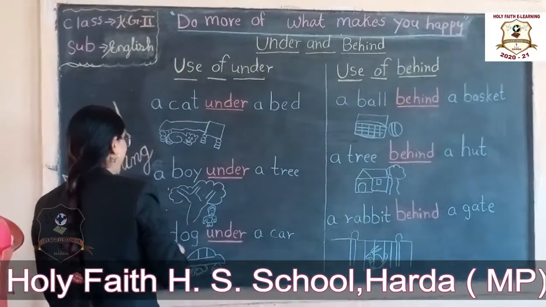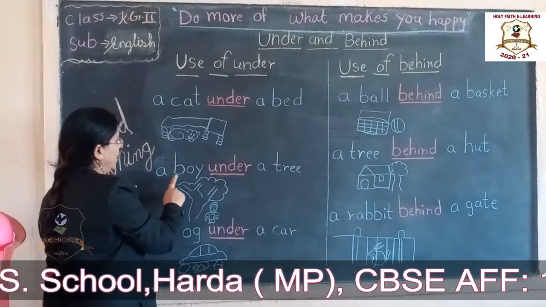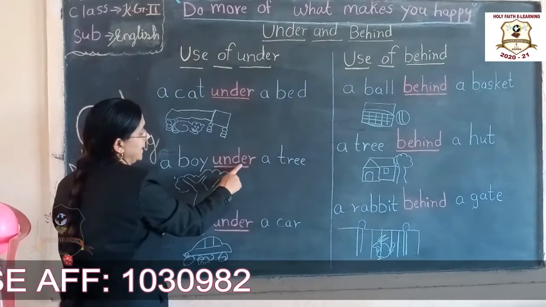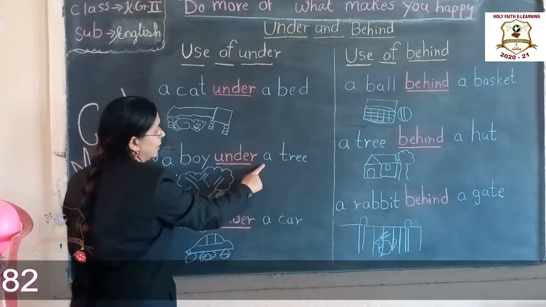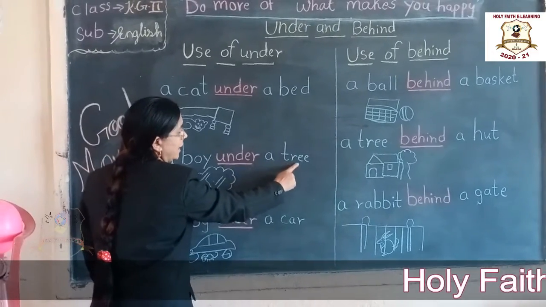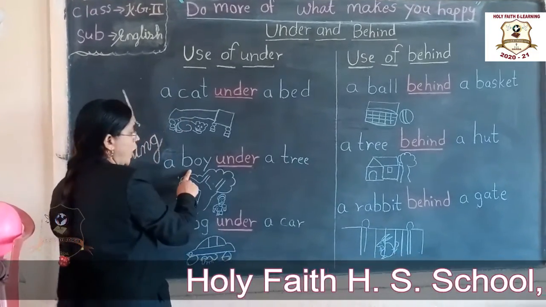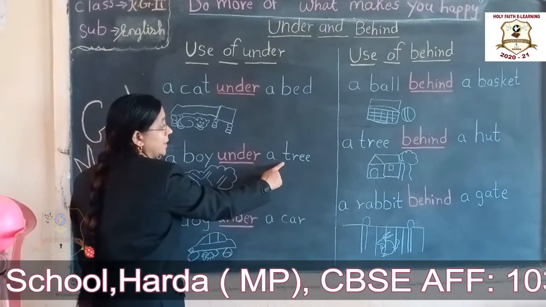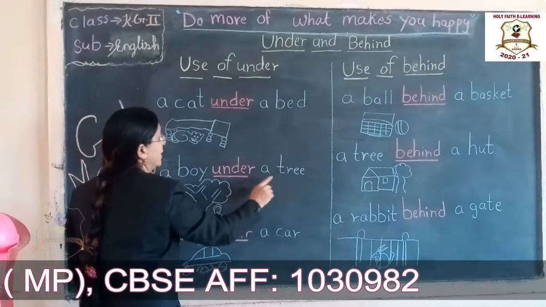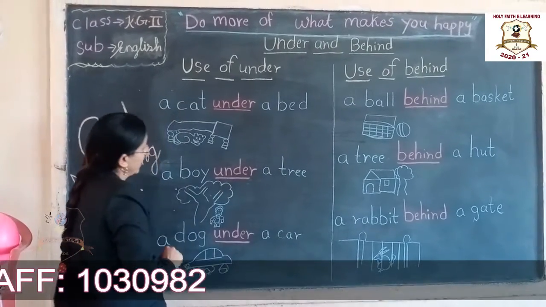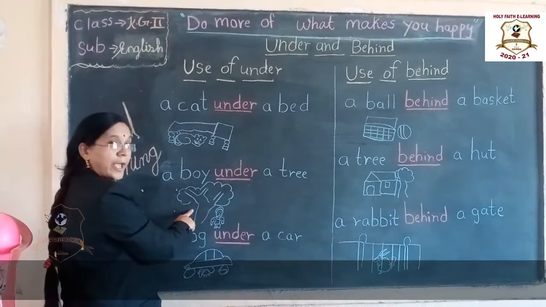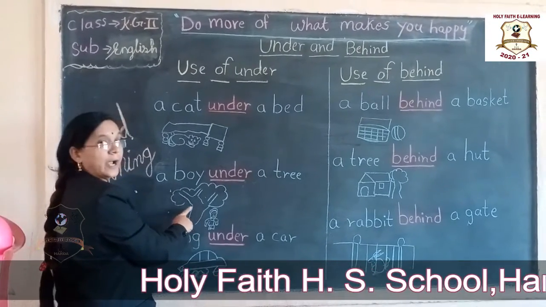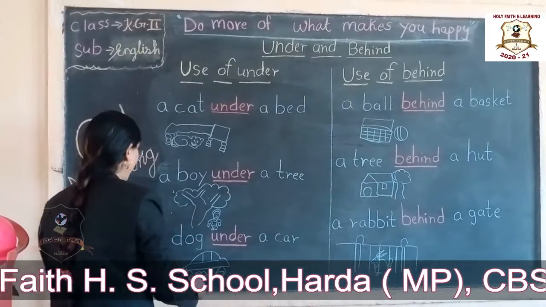Now next. A boy under a tree. जो बॉय है वो कहाँ है? ट्री के अंडर है. अंडर मीन्स नीचे. Now next.